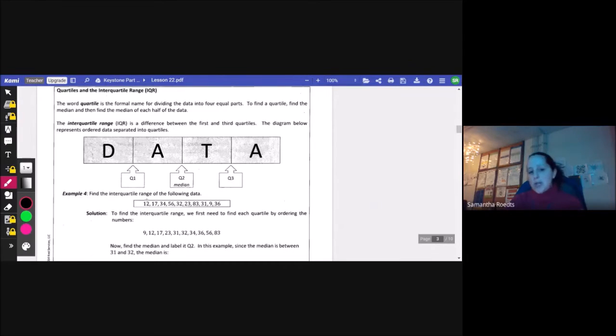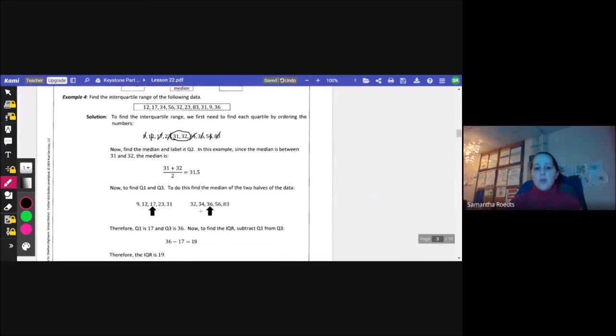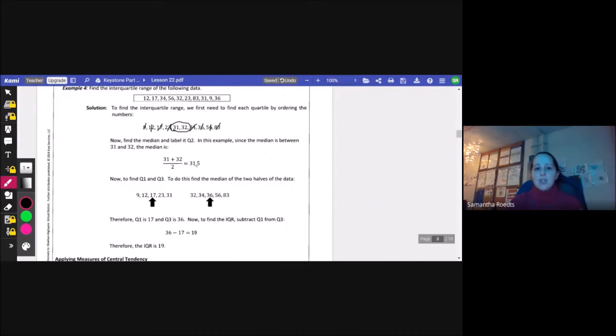Example 4, find the interquartile range of the following data. So 12, 17, 34, 56, 32, 23, 83, 31, 9, and 36. To find the interquartile range, we first need to find each quartile by ordering the numbers. So always start by ordering them from least to greatest. Now I find the median and label it Q2. So I'm going to cross off. Okay. I have 2 numbers in the middle, 31 and 32. So I'm going to add them together and divide them by 2. So 31.5 is my Q2.